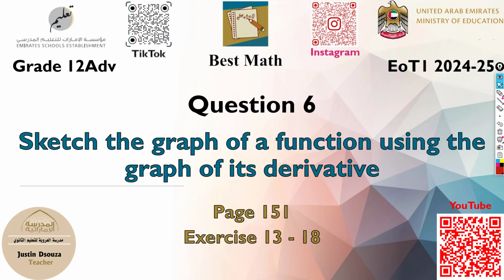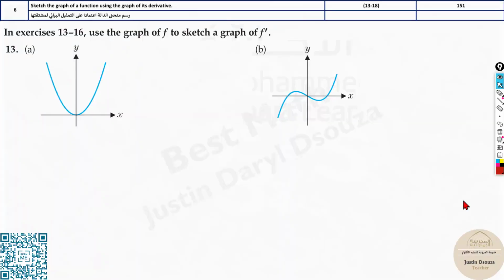The question 6 is about sketching graphs of a function using its derivatives. And here we have two graphs. We need to sketch its derivative. In the question they have asked, graph of f is given, use this graph to sketch the derivative. Now, since it's an electronic part, it's very easy.